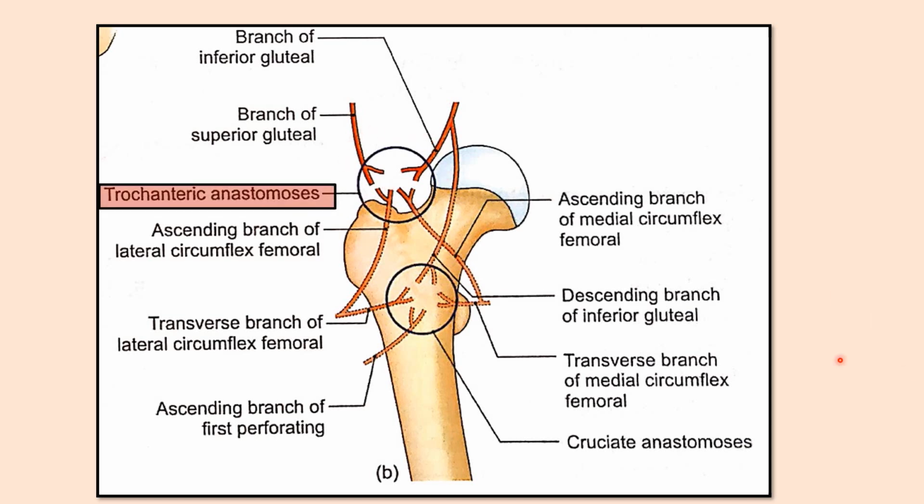Just like that, we have cruciate anastomosis, which is plus shaped anastomosis. So this is fed by descending branch from inferior gluteal artery and transverse branch from lateral circumflex femoral artery and transverse branch of medial circumflex femoral artery. One more is ascending branch of first perforating branch of profunda femoris artery. This is cruciate anastomosis. They play very important role in supply towards hip joint and associated structures.